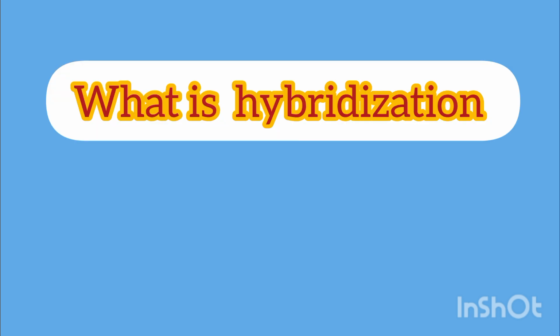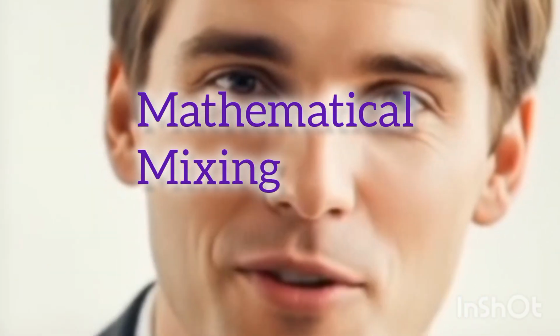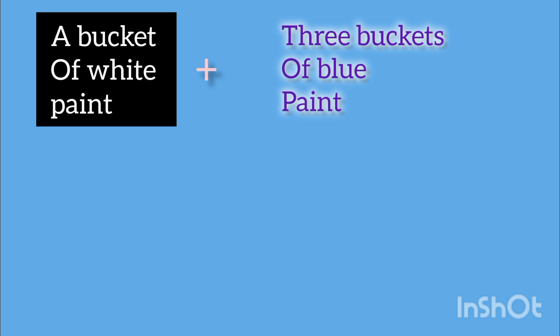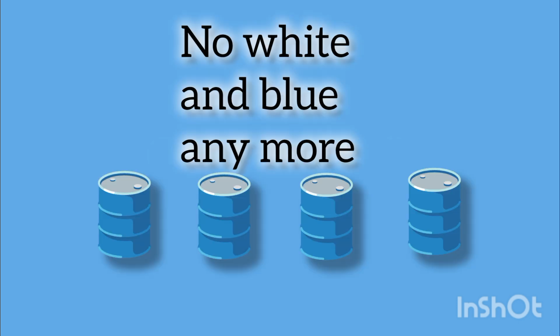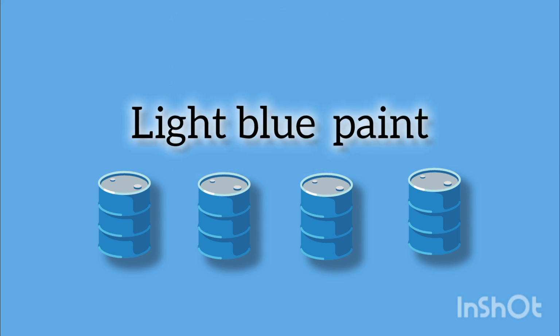What is hybridization? Hybridization isn't just a fancy word. It is a mathematical mixing. Just imagine you have a bucket of white paint and 3 buckets of blue paint. If you mix them together, you don't have separate white and blue anymore. Now you have 4 buckets of light blue paint.